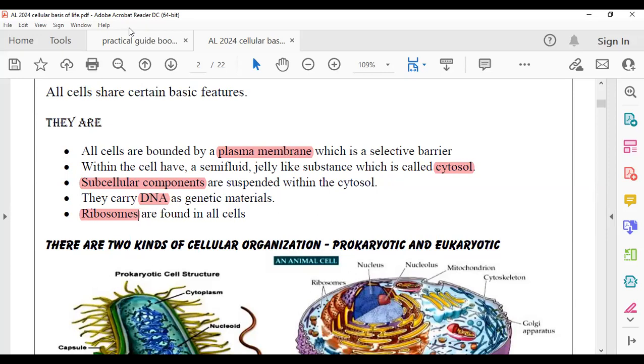But remember, DNA, ribosome, both are what kind of components? Subcellular components. But they are very special. DNA and ribosome are subcellular components, but very, very special.